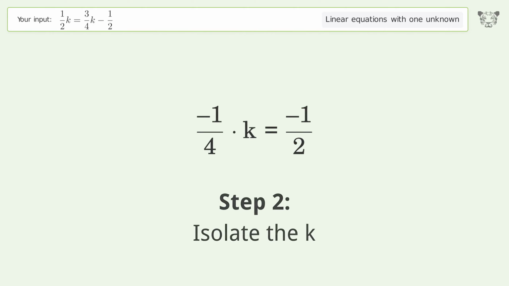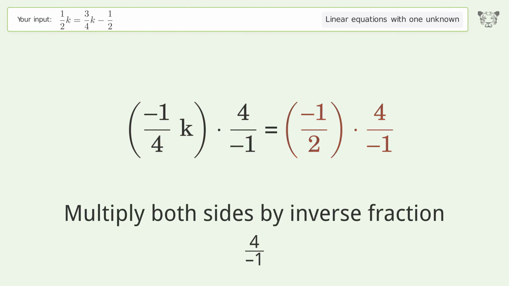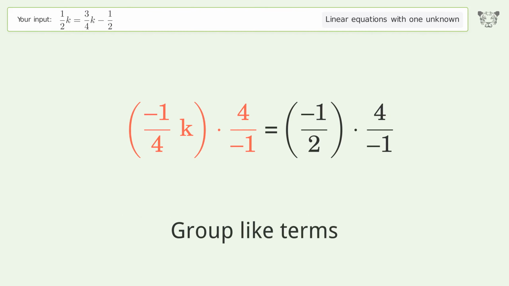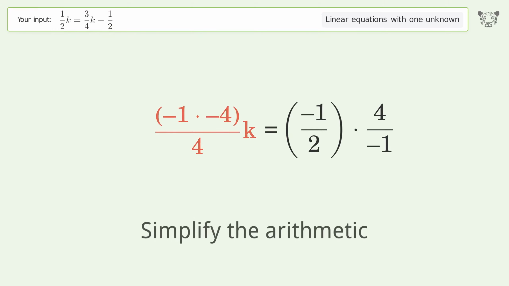Isolate the k. Multiply both sides by inverse fraction 4 over -1. Group like terms. Multiply the coefficients. Simplify the arithmetic.